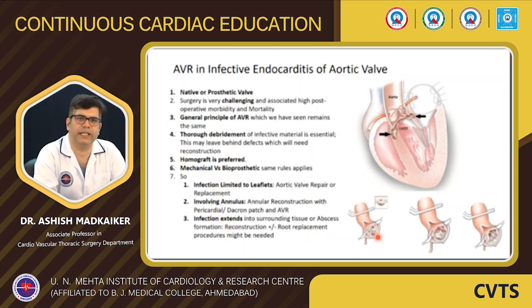Infection may be limited to the leaflets, and in this situation we might get away with aortic valve repair or replacement. If it involves the annulus, we might have to do thorough debridement of that portion and annular reconstruction with either pericardial or Dacron patch. And if we see extreme situation when it extends into surrounding tissues and forms abscess, then we might have to do extensive reconstructions plus minus root replacement procedures.